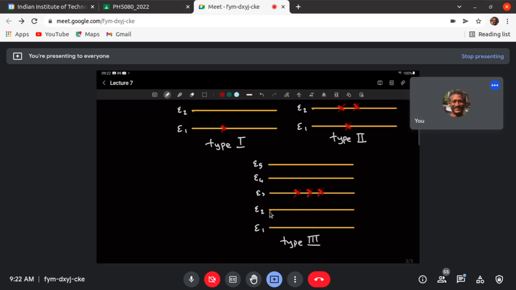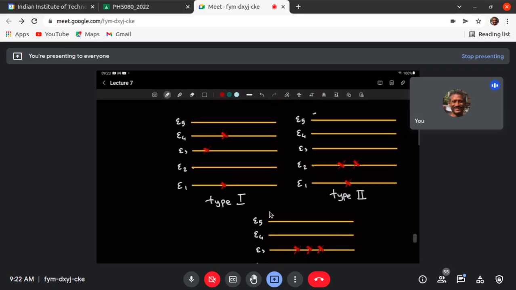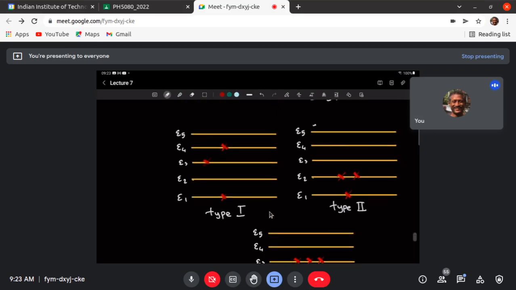So coming back to this, now we can see. Let's consider this type 1 configuration and ask what is the degeneracy.